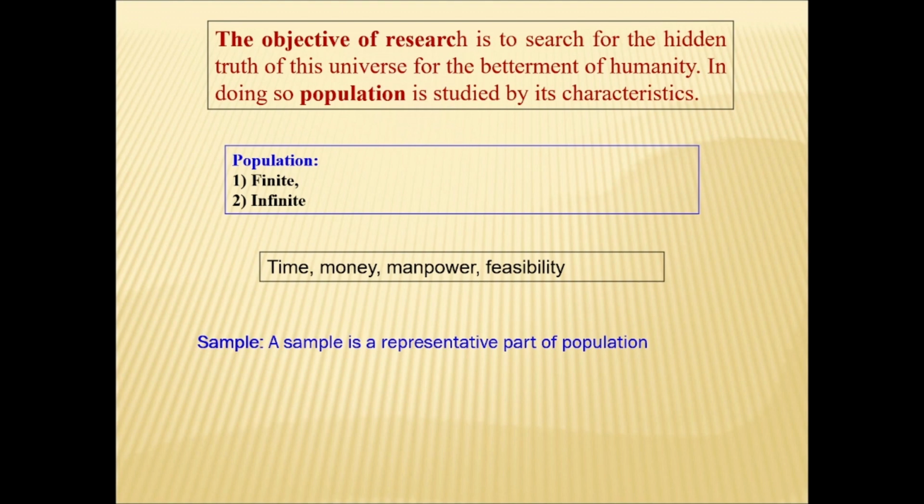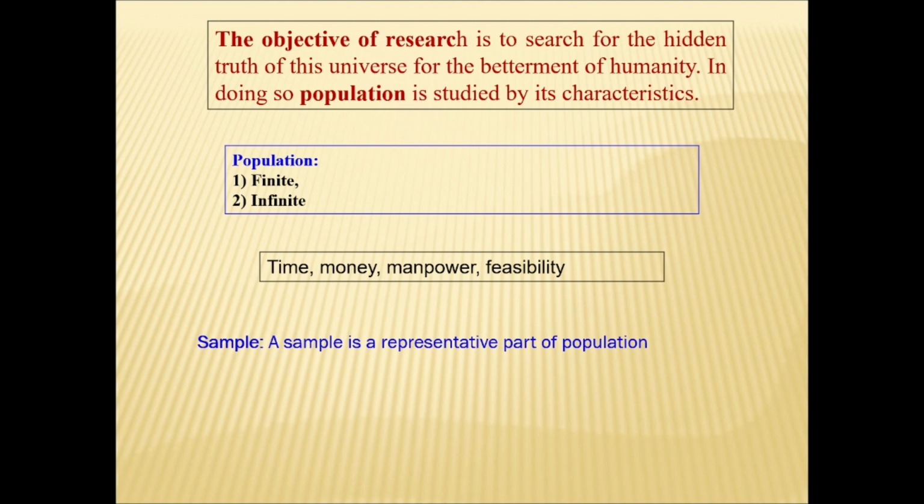Now, this population consists of a huge number of elements. Sometimes it is a finite number of elements, sometimes an infinite number of elements. Now, to study this population, you need to study each and every element of the population, and each and every element of the population is constituted of innumerable characteristics.